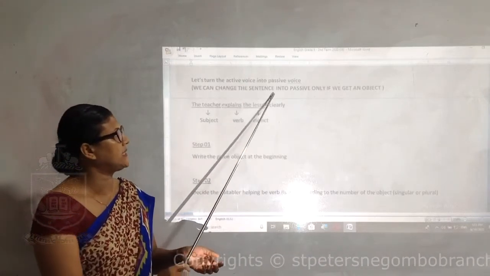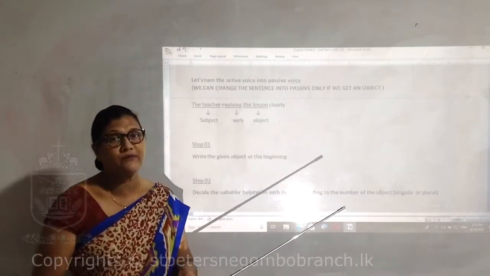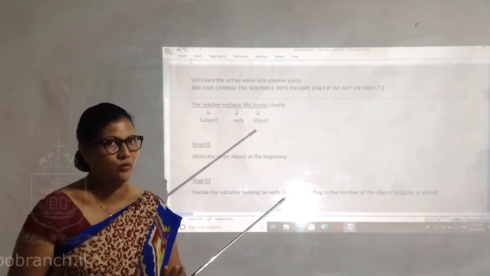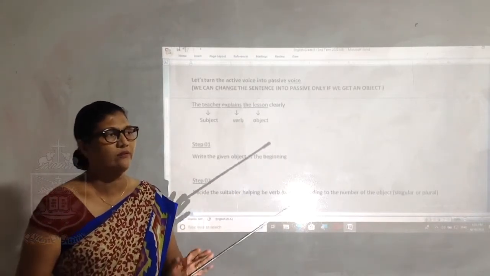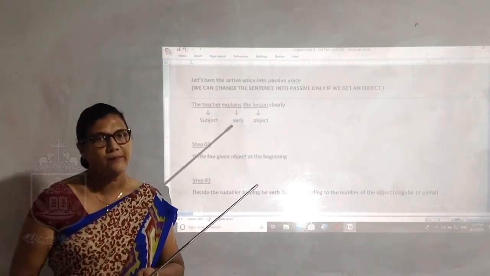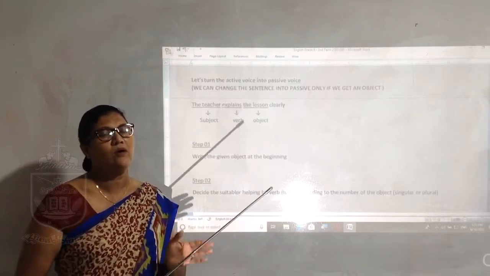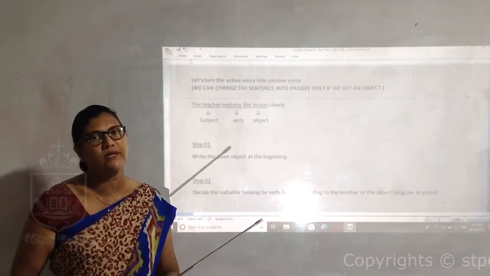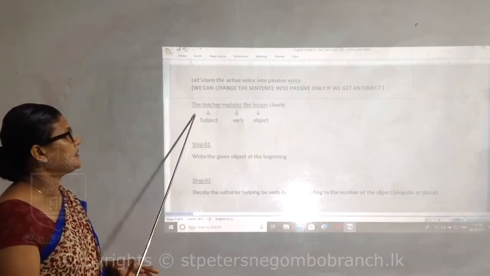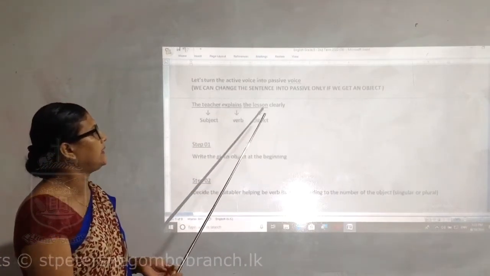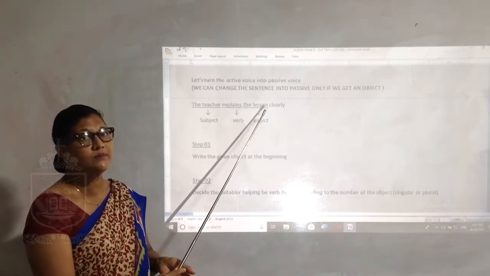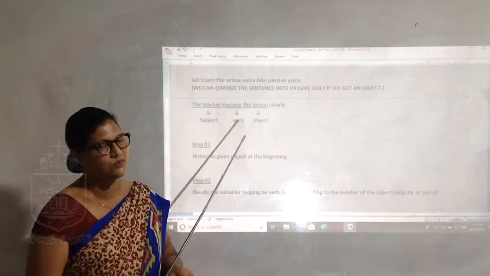We can change the sentence into passive only if we get an object. There are sentences that we don't get objects in them. So when we get such sentences, we can't change them into passive voice. If you find an object in the active voice only, you can change them into passive like this. The teacher explains the lesson clearly. Here you can see the object, the lesson. It is the object. So we can change this into passive.